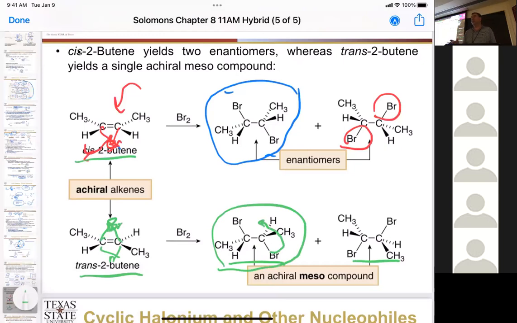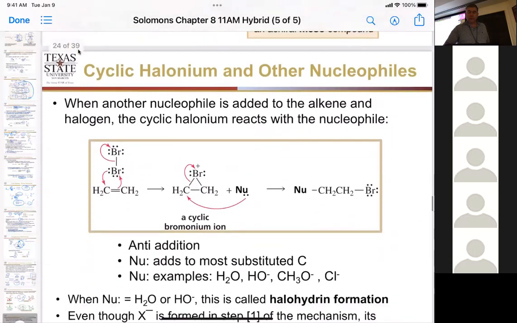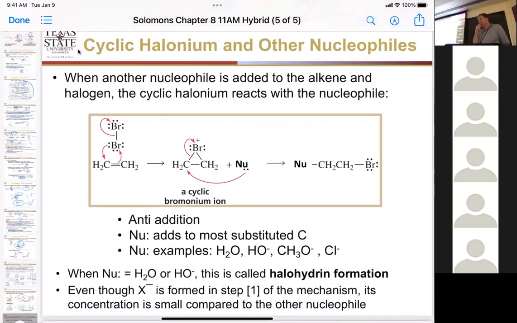Okay, so that's the stereochemistry of the addition of chlorine or bromine across a double bond. So this is halogenation. But once you form that cyclic system here, you can attack it with any nucleophile. We just happen to have bromine in the first one. And when we did that reaction, we did it with bromine or with chlorine in carbon tetrachloride, okay? A non-polar solvent that can't be halogenated.